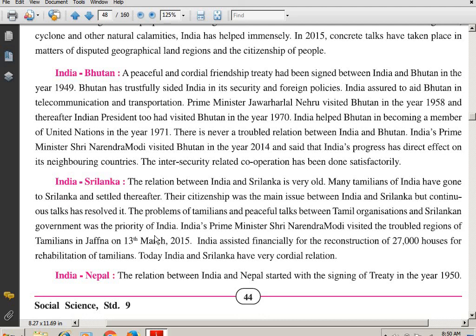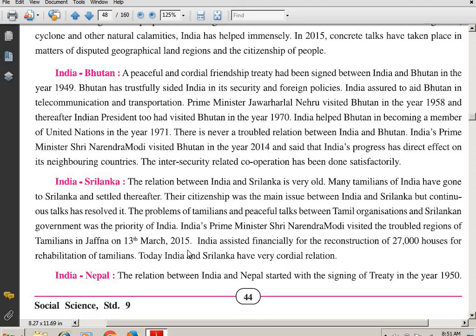India's Prime Minister Sri Narendra Modi visited the troubled regions of Tamilians in Jaffna on 13th March 2015. In 2015, our Prime Minister Sri Narendra Modi visited the troubled regions, where some problems were still going on. Troubled regions of Tamilians in Jaffna, underline that. When did he visit? On 13th March 2015.